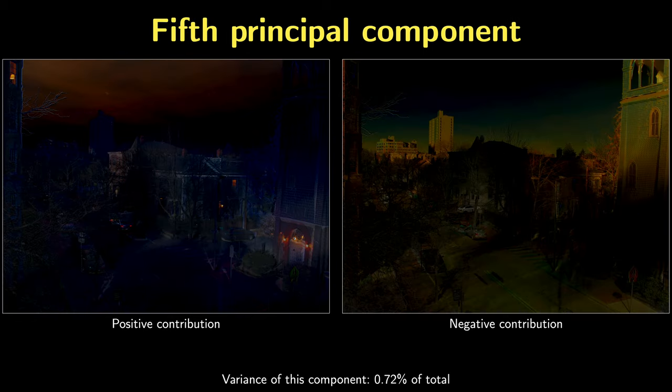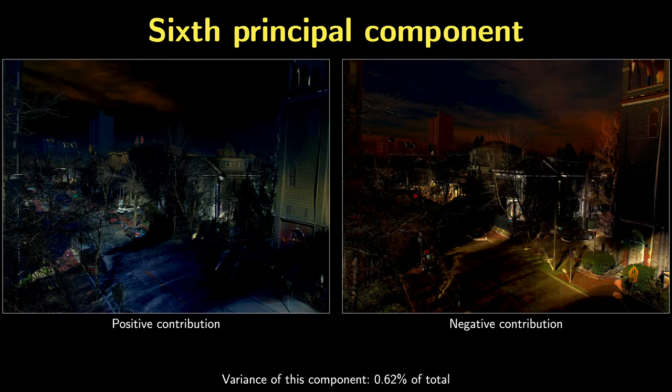Once we get to the fifth principal component, then the amount of variance that they explain in the data is rather small. And here, the variance of this component is only 0.72% of the total. Often for these higher principal components, it becomes harder to ascribe meaning to what they represent, even though we can still make out the outlines of the various buildings and objects in the scene.